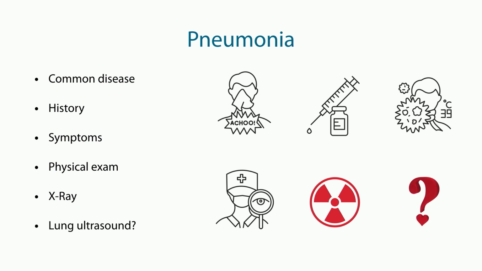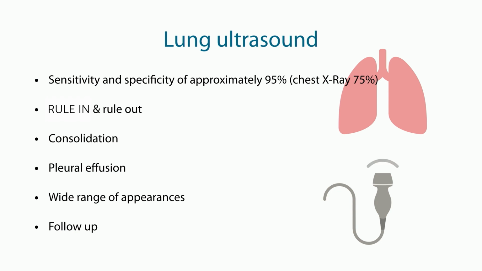So what is the role of lung ultrasound? Well, to summarize, the sensitivity and specificity of lung ultrasound is way superior compared to chest X-ray. It is approximately 90 to 95% sensitivity and specificity for lung ultrasound compared to chest X-ray, which is approximately about 75%. But only in the hands of experienced sonographers and ultrasound experts.